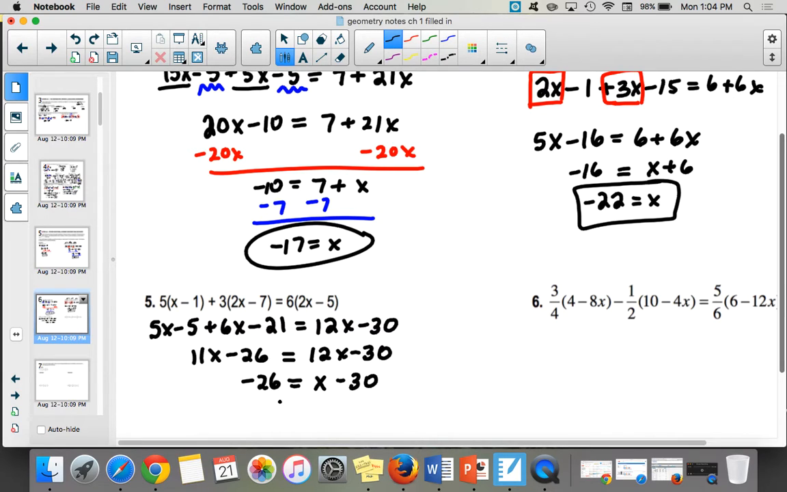All right, and add the 30 over and I get 4. So x is equal to 4. Did we all get x equals 4?